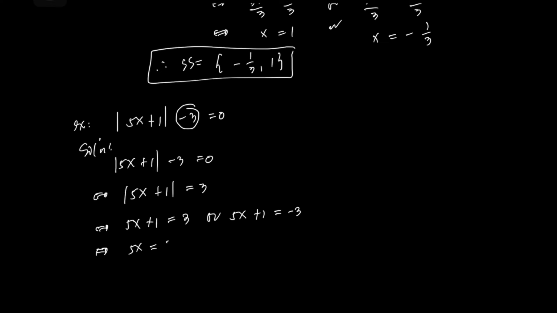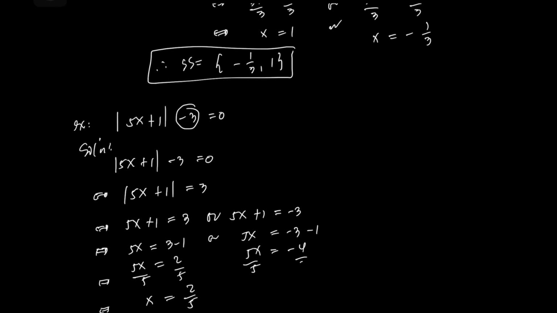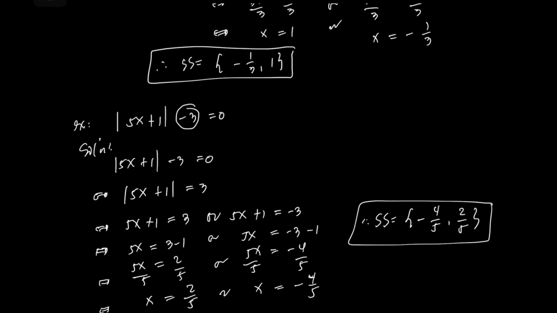So we have 5x equals 3 minus 1. 5x equals 2, divided by 5 on both sides. X is equal to 2 over 5. Or on the other side, we have 5x equals negative 3 minus 1. 5x equals negative 4, divided by 5. X is equal to negative 4 over 5. So therefore, your solution set would be negative 4 over 5 and 2 over 5.